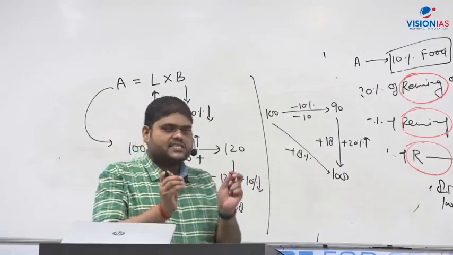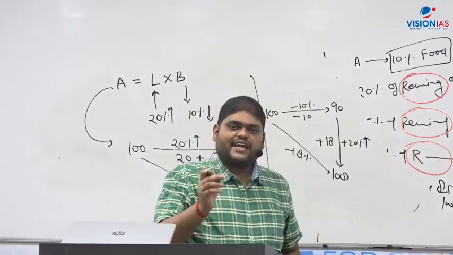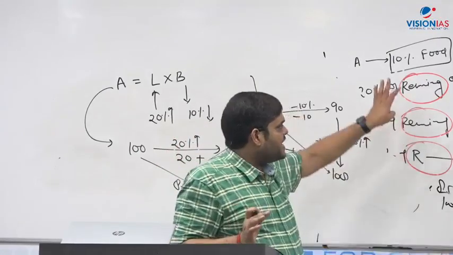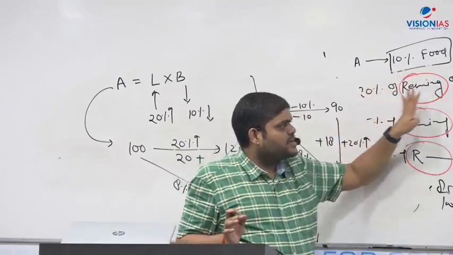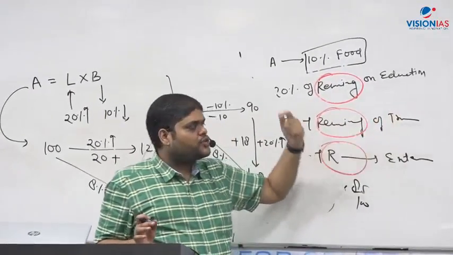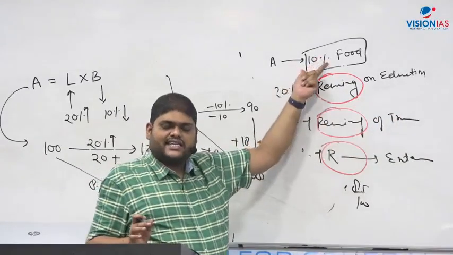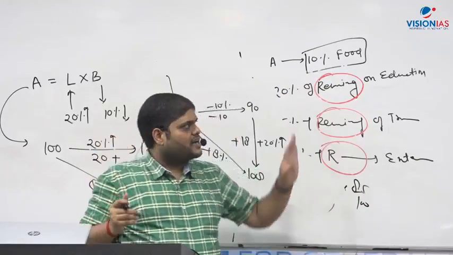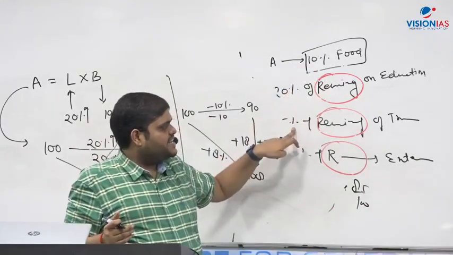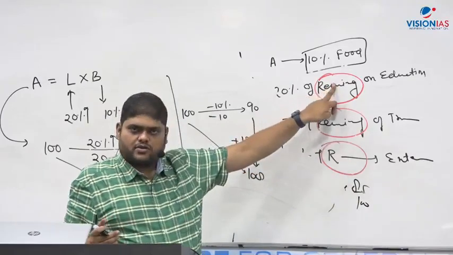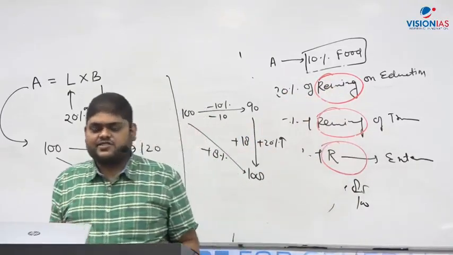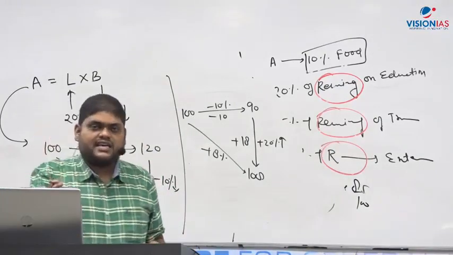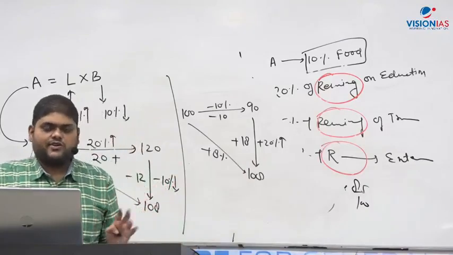That means in successive increment or decrement, you can take any data first. Either you can take 10% on food, then 20% on remaining on education, or you can first decrease 20%, then 10% on food. So the answer is not going to change. You can follow any order. Answer is not going to change in case of successive increment or decrement. I hope this will answer your question.